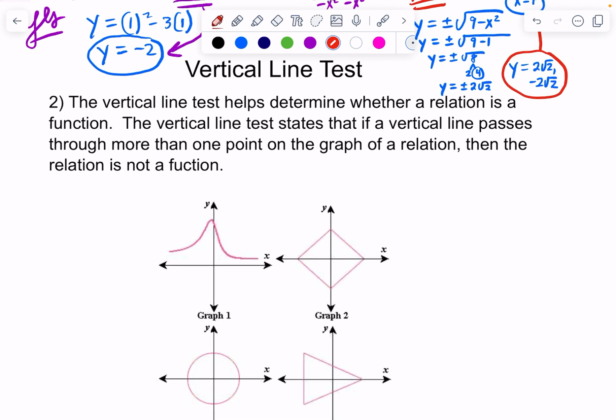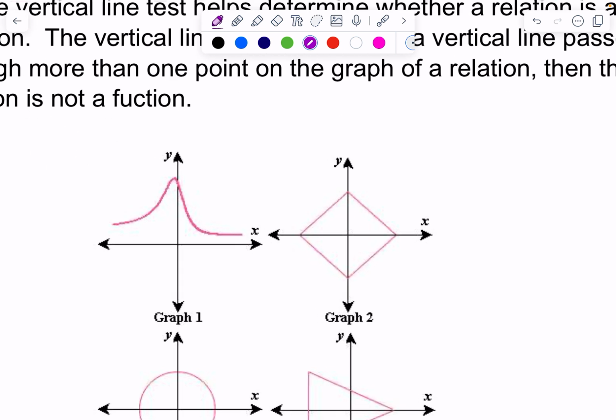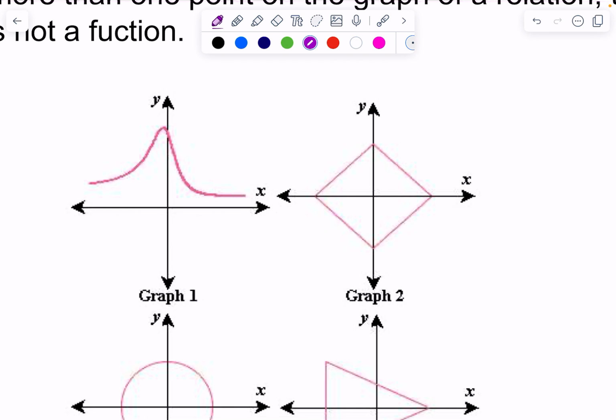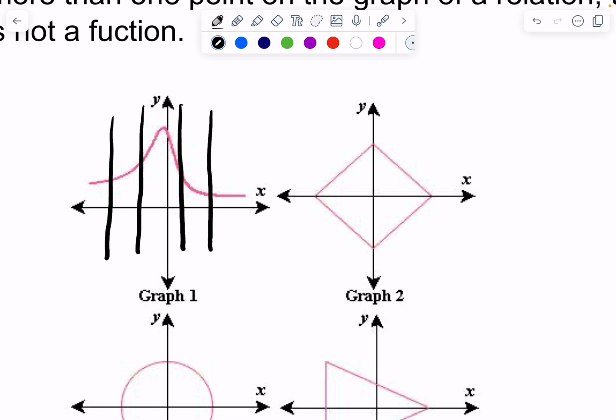Let's learn about the vertical line test. The vertical line test helps determine whether a relation is a function. The vertical line test states that if a vertical line passes through more than one point on the graph of a relation, then the relation is not a function. So when you're given a graph and they ask you to determine if it's a function or not, literally go ahead and draw vertical lines through it. If these vertical lines hit more than one value on the graph, then it is not a function.